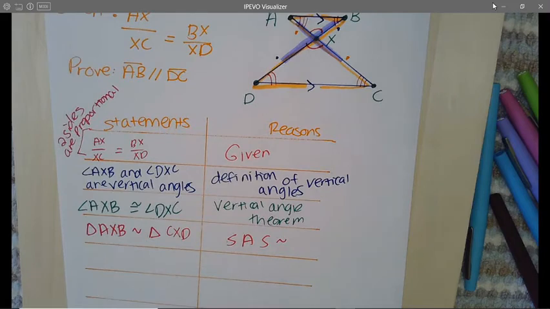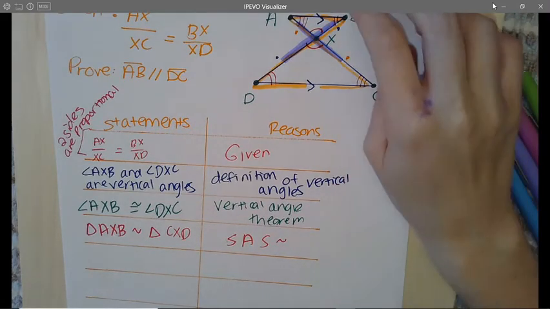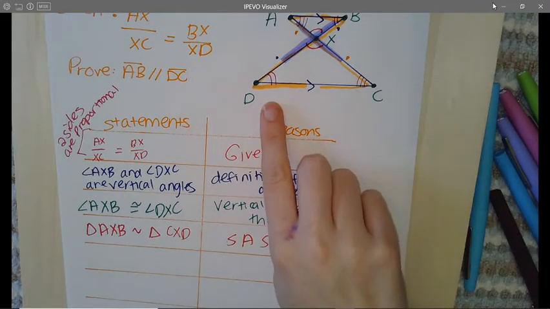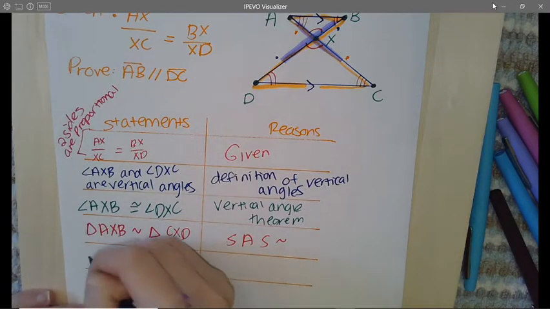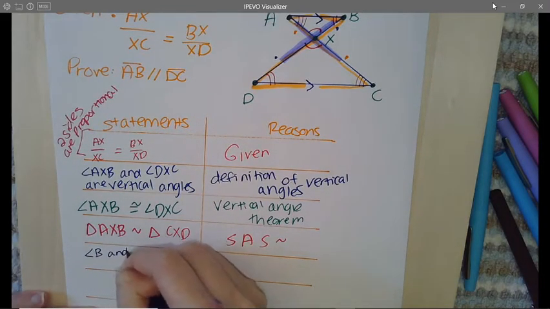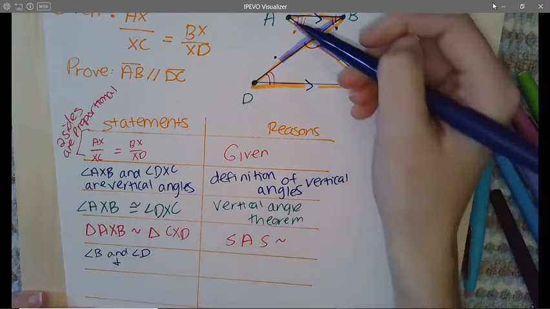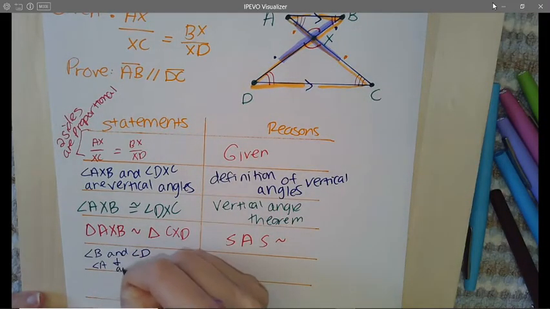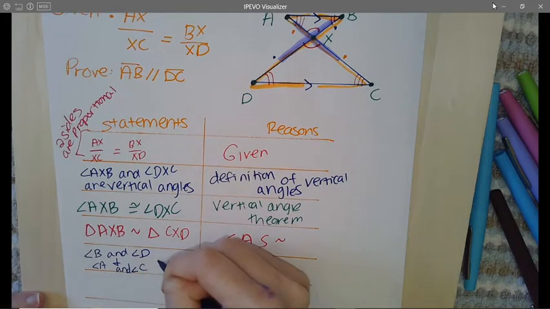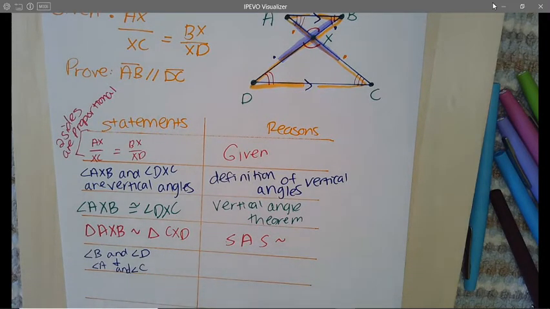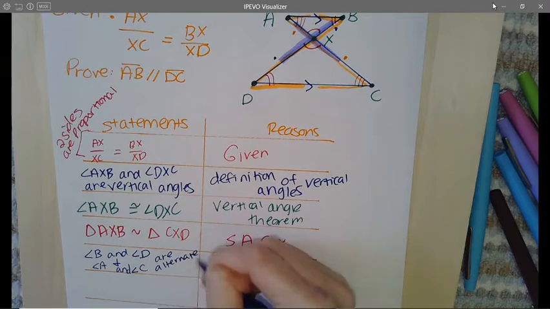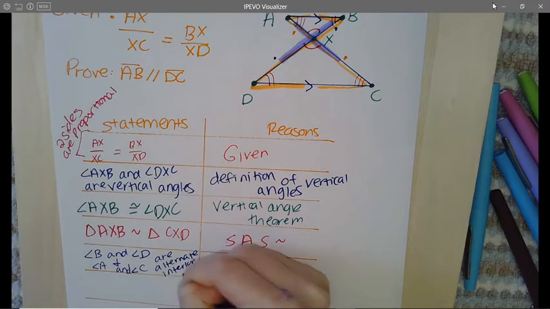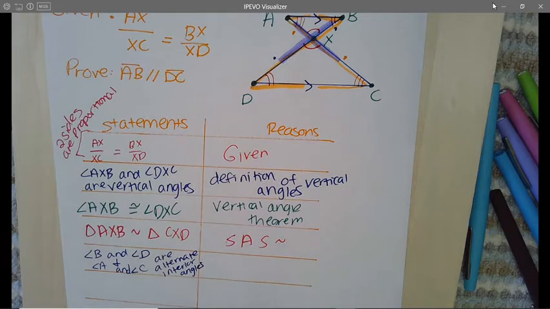So first of all, I know that angle B and angle D, as well as angle A and angle C, are alternate interior angles. I did not leave enough space. So I know that angle B and D as well as angle A and C are alternate interior angles.